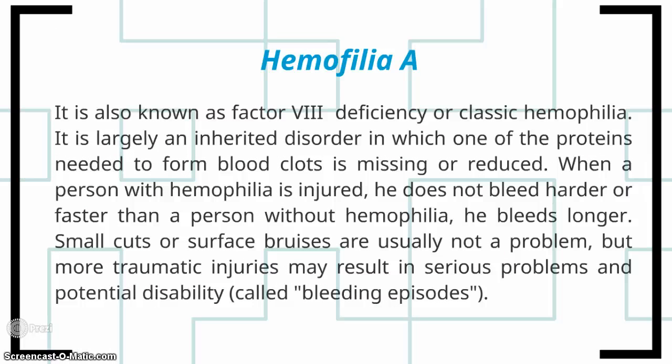Another of these complications we have is Hemophilia A. It is also known as factor 8 deficiency or classic hemophilia. It is largely an inherited disorder in which one of the proteins needed to form blood clots is missing or reduced. When a person with hemophilia is injured, he does not bleed harder or faster than a person without hemophilia. He bleeds longer. Small cuts or surface bruises are usually not a problem, but more traumatic injuries may result in serious problems and potential disability, called bleeding episodes.